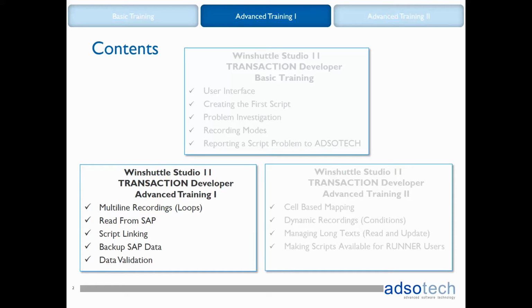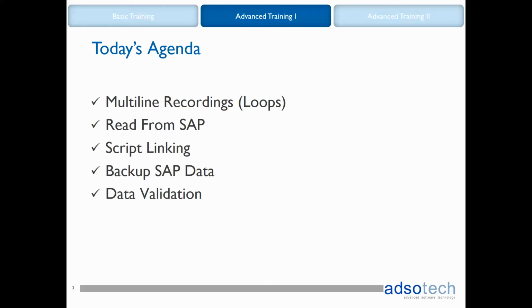These packages are designed for new Visual users with a developer license. We are now in the Advanced 1 training package, which includes multi-line recordings, reading from SAP, script linking, taking backups, and data validation. This is the fourth and last part of that package, concentrating on how to take backups and validate data. Let's dive in.